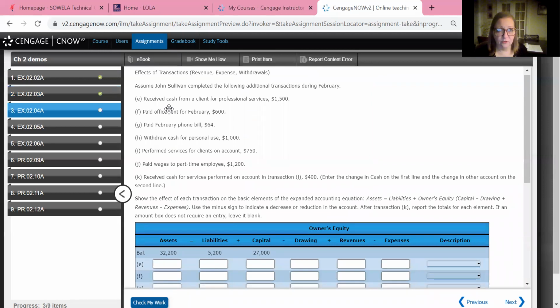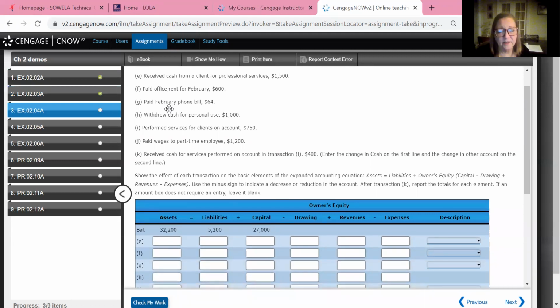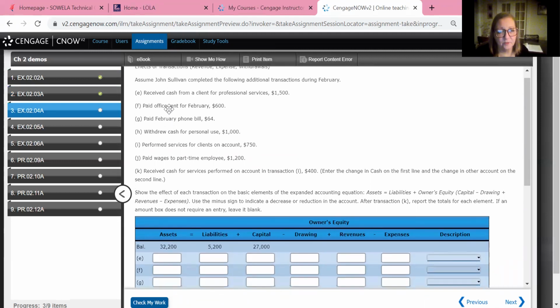2.4a, which is like your 2.4b that's going to be in your homework. What we've got is the effect of the transactions. Assume that John Sullivan, same guy, completed the following additional transactions during February. E, we just did D. They gave us the beginning balances we just had. Remember that? These were our 3 balances on the last problem.